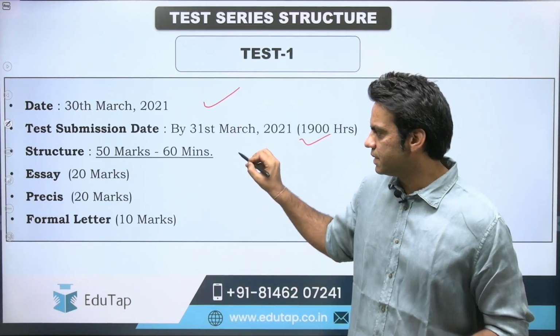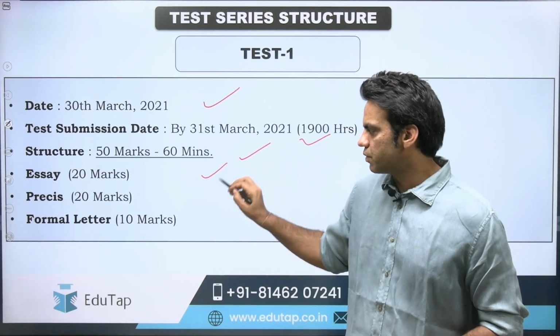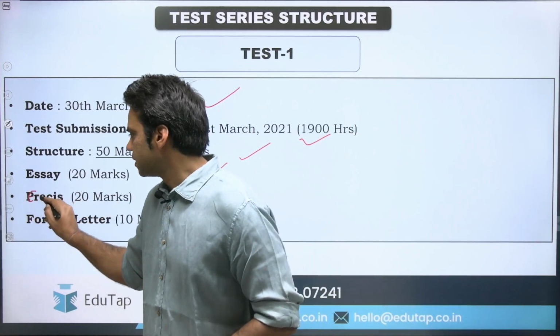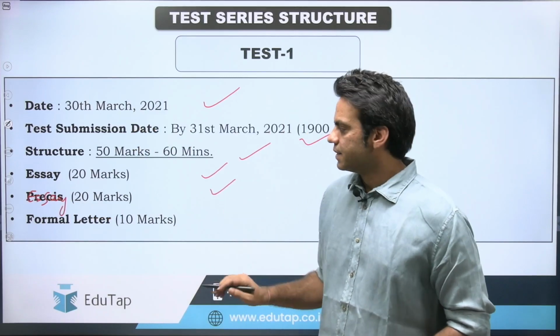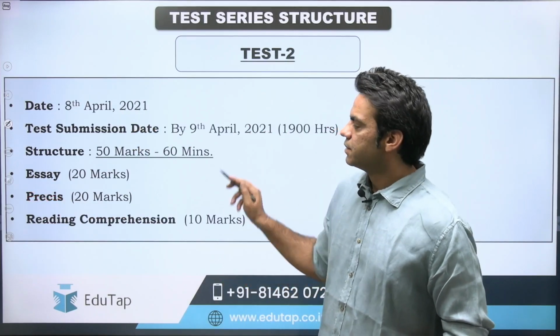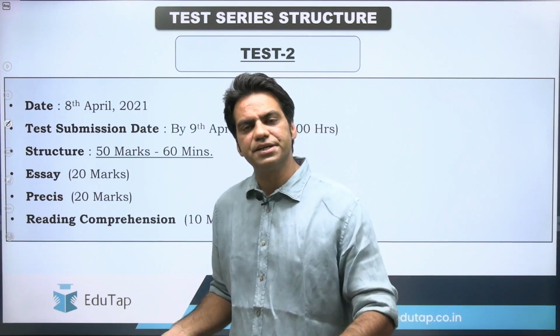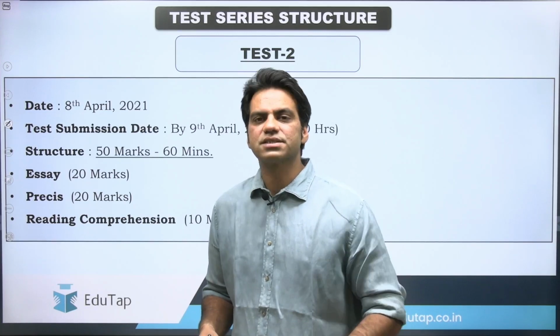The simulation will be exactly like your paper: 50 marks, 60 minutes, 3 questions, 2 essays and 1 formal letter. It's not a Precis, right? Then similarly, the second test. After test 1, I will be evaluating your copies for you. I will be sending you your copies so that you can go through them. Then I will be calling you to discuss your feedback with you.